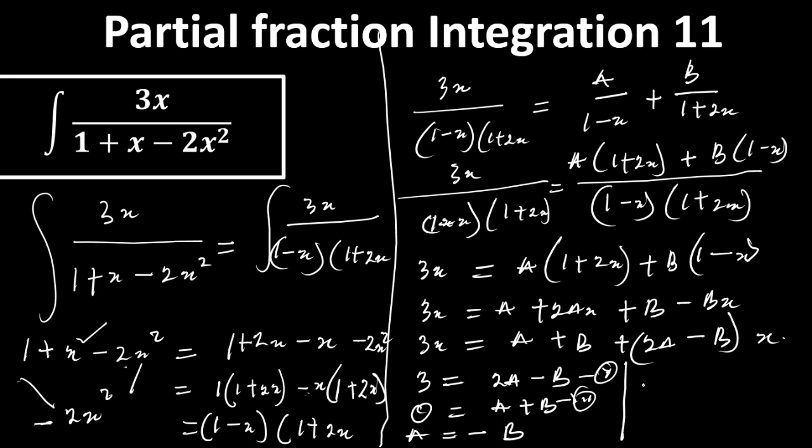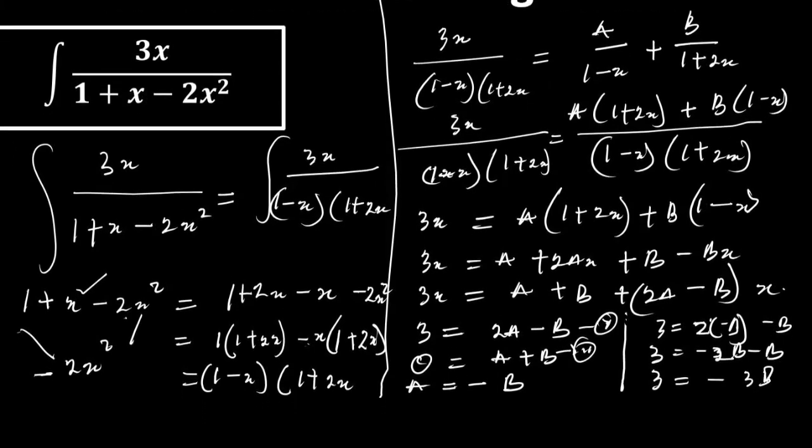If a is the same thing as minus b, let's substitute in equation 1 for a. So 3 is now the same thing as 2 into minus b, minus b. That means 3 is equal to minus 3 minus 2b. So we're jumping the gun, minus b. Let's take it one after the other. So 3 is equal to minus 3b.